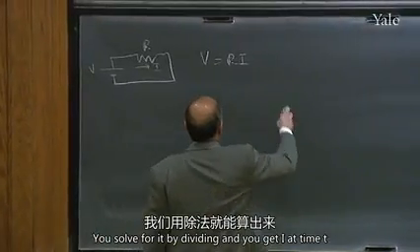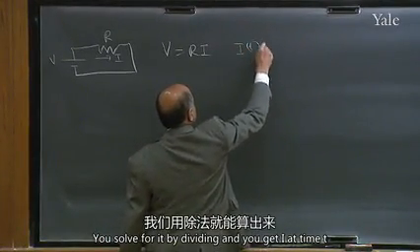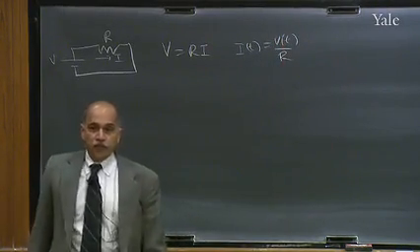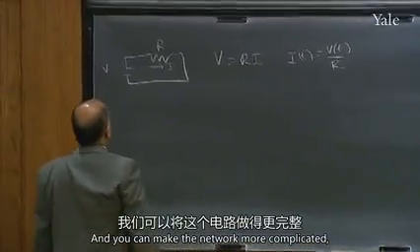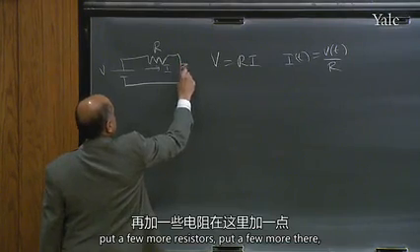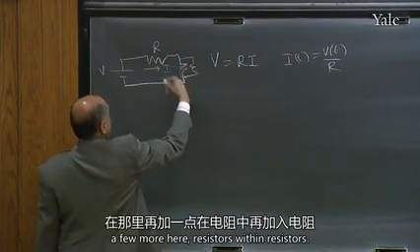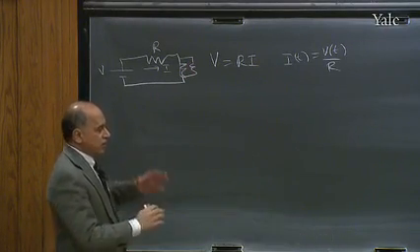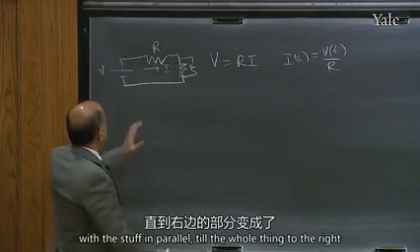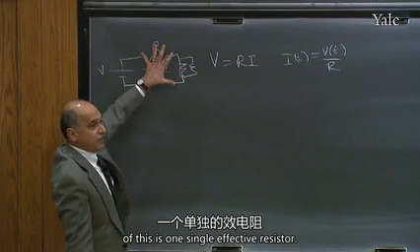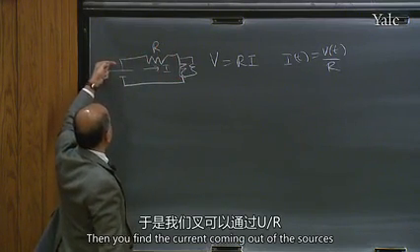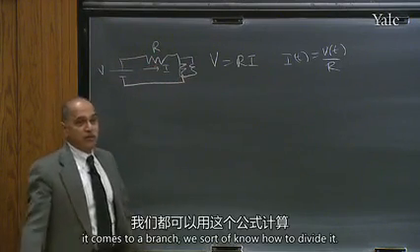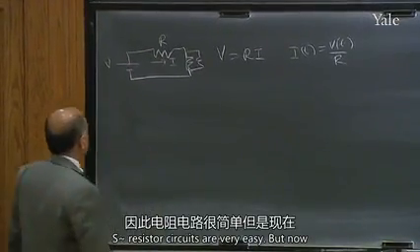It's an equation in algebra, one unknown. You solve for it by dividing, and you get I at time t as V at time t divided by R. And you can make the network more complicated, put a few more resistors, resistors within resistors. Doesn't matter, because we can always, in the end, combine the ones in series, then lump them with the stuff in parallel, till the whole thing to the right of this is one single effective resistor. Then you find the current coming out of the source as V divided by that. Then every time it comes to a branch, we sort of know how to divide it. So resistor circuits are very easy.